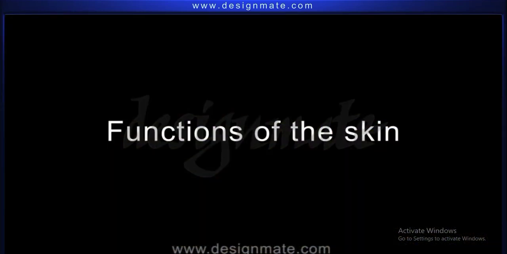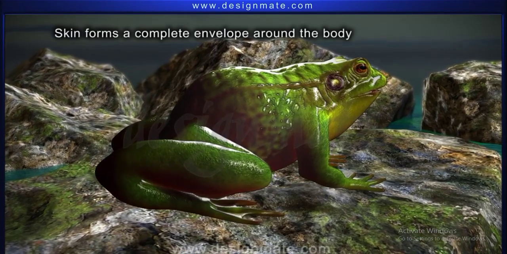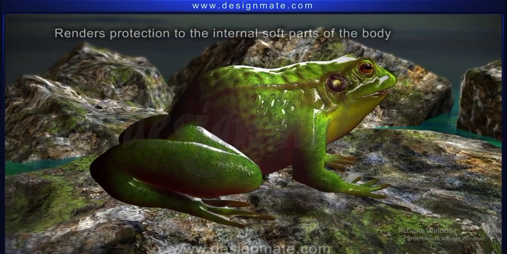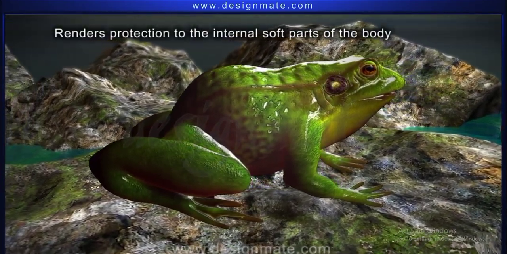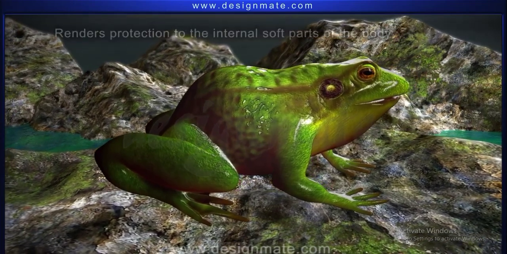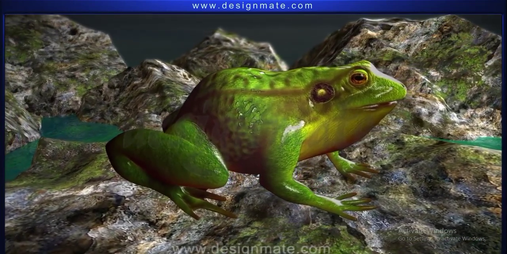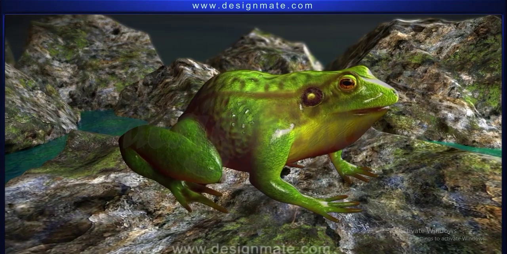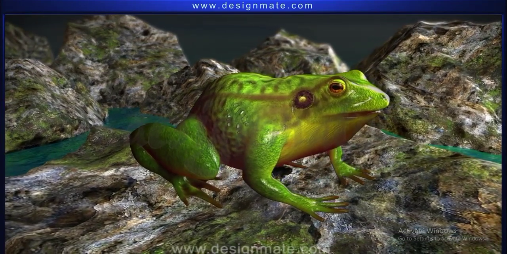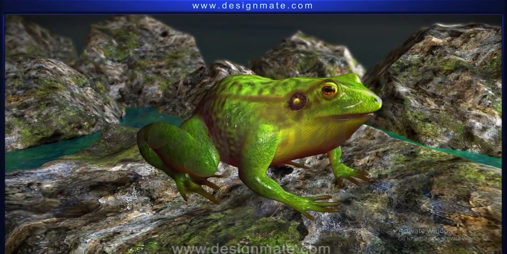Functions of the skin. The skin forms a complete envelope around the body and renders protection to the internal, soft parts of the body. The slimy covering over the epidermis protects the body against bacteria and fungi and helps to escape easily from the grip of enemies.